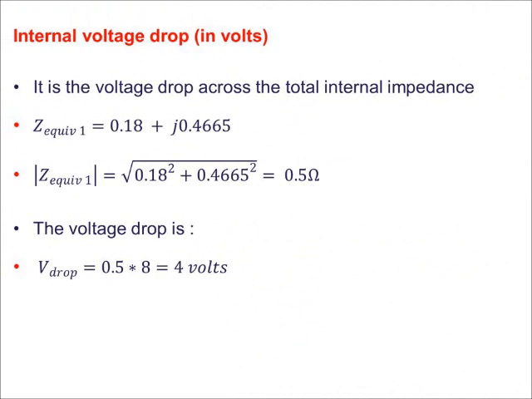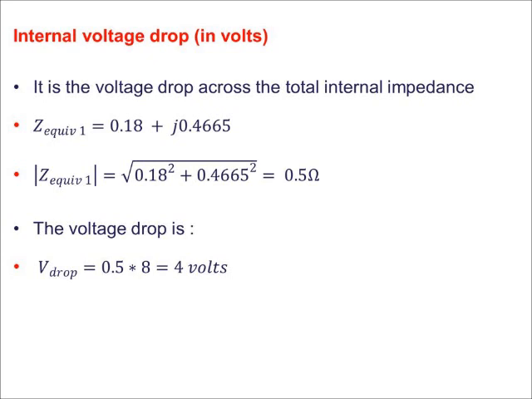Okay, so we have to calculate now the internal voltage drop in volts. We have to look at the voltage drop across the total internal impedance, the equivalent impedance that connects V1 to V2 prime, which is 0.18 plus j0.4665. We know the current there, we calculated it on the previous slide. It's 8 amps.